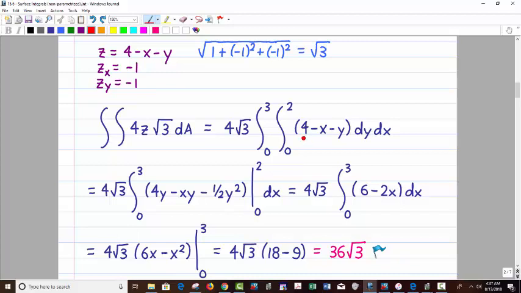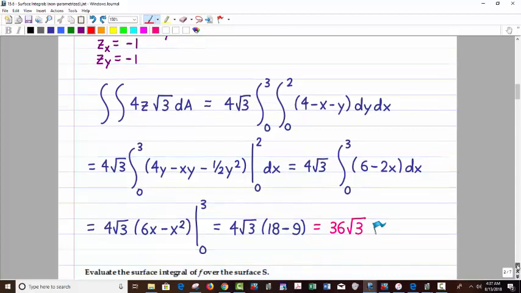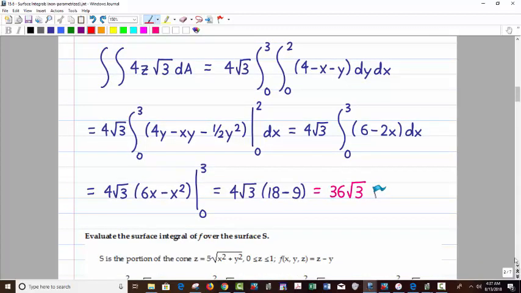So the antiderivative with respect to y will be 4y minus xy, and then minus 1/2 y squared right here. So I'll plug in 2, plug in 0. Plugging in 0 won't amount to anything, but if I plug in 2 for y, that'll be 8, and 1/2 y squared will be 2, so 8 minus 2 is 6, and then put in 2 right here for y, so it makes it minus 2x. So this is how I got the 6 minus 2x. And of course we still have our 4 square root of 3 hanging on, and now we're basically home free.